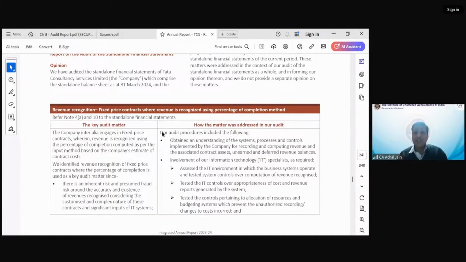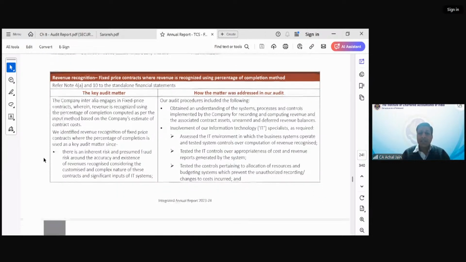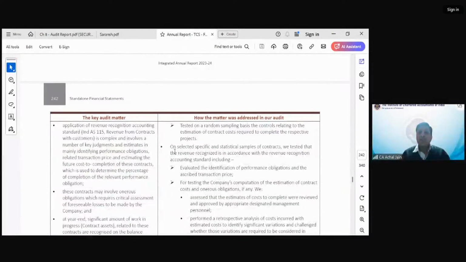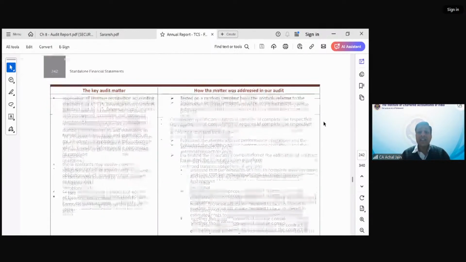Our audit procedures included the following: obtained an understanding of the systems, processes, and controls implemented by the company. Then, involvement of IT specialists. So the auditor has used his expert, right? Then, on selected specific and statistical samples of contracts, meaning he has done sample testing.